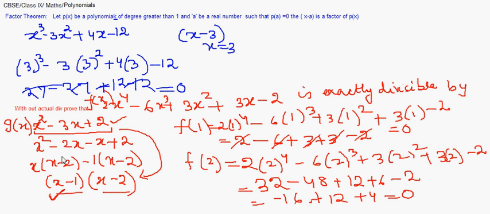So x minus 1 and x minus 2 are both factors of f(x), thereby making g(x), x squared minus 3x plus 2, a factor of the given polynomial f(x). Let's move on to another screen and take up another question.